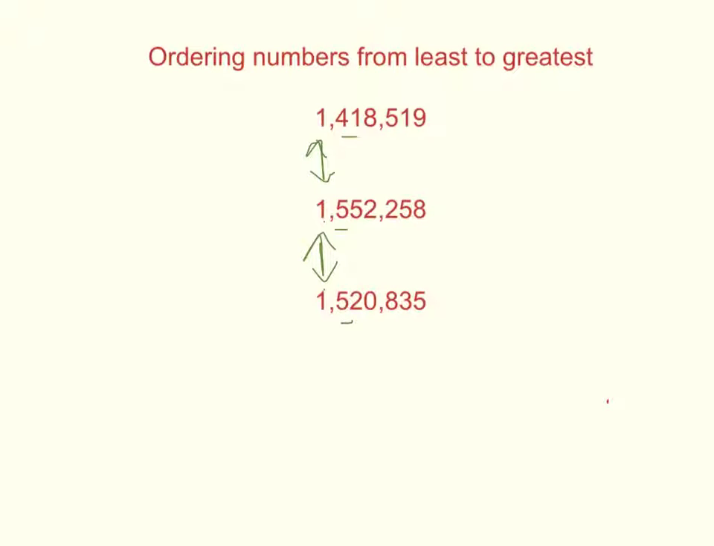and here I notice that the 4 is the smallest of the other two hundred thousands. So I know that this is my L for least, my number that is the least of the three numbers. Okay, so I can go ahead and cross that off.